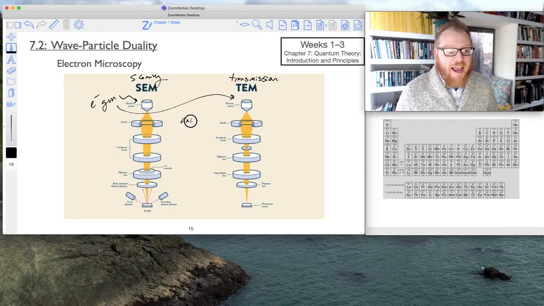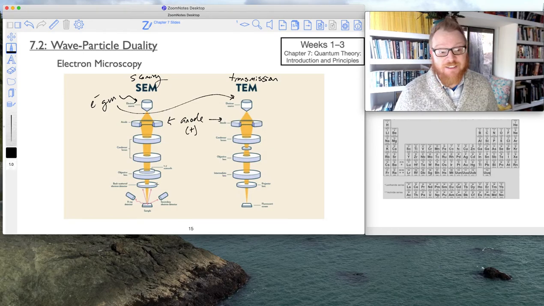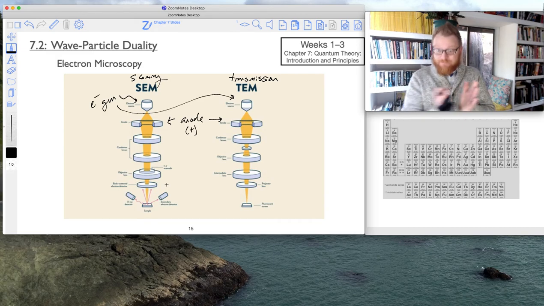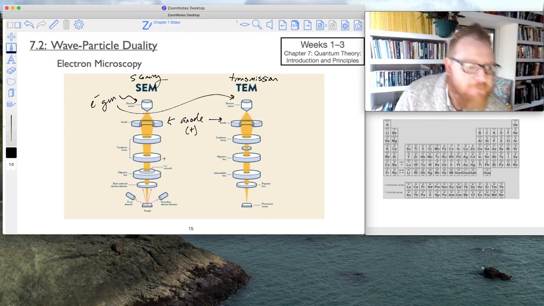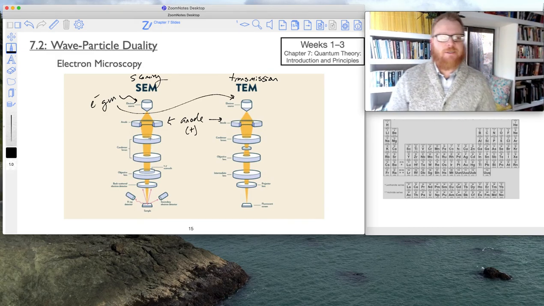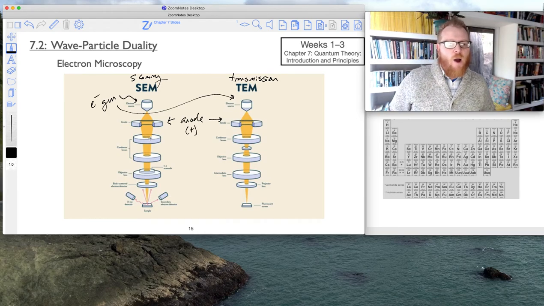Here is the anode, which is a positively charged plate, and that attracts the electrons, very divergent, as you can see. But now what happens? A series of what we call electron optics.